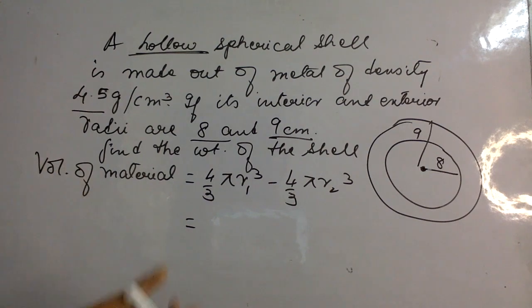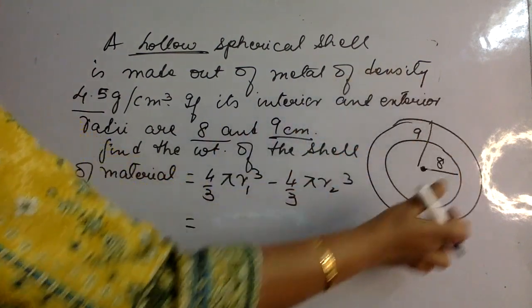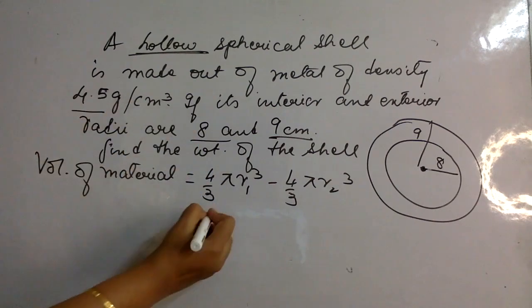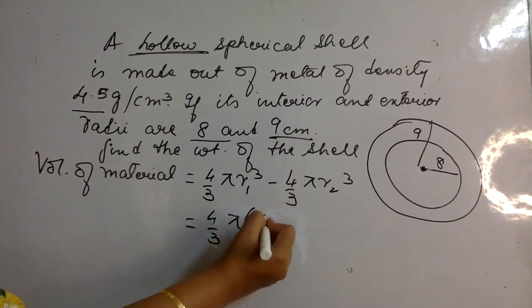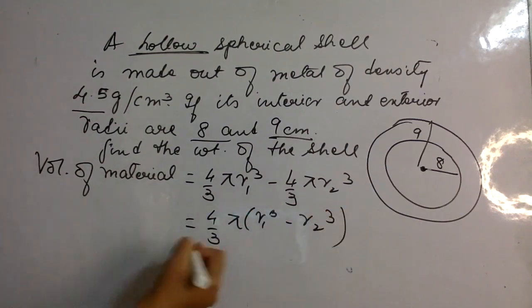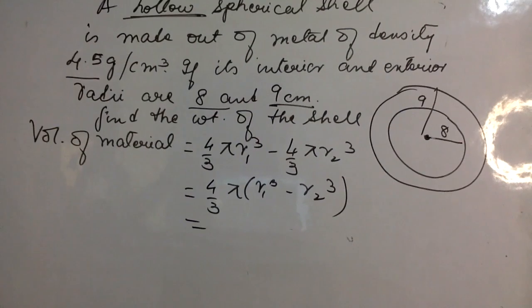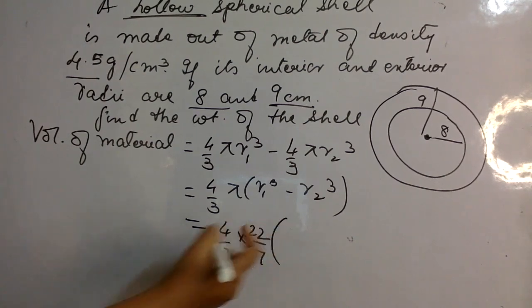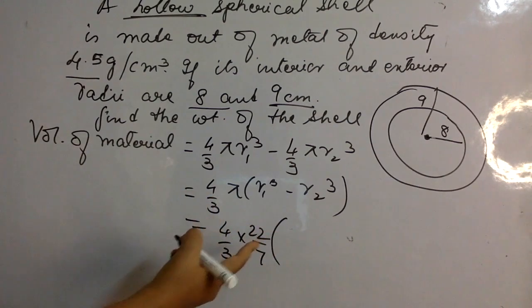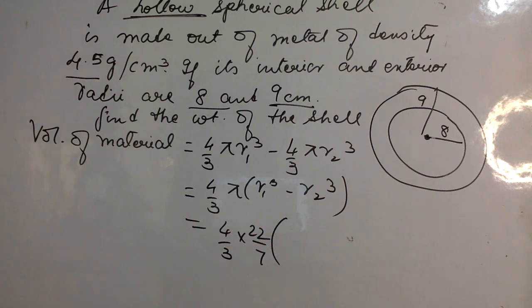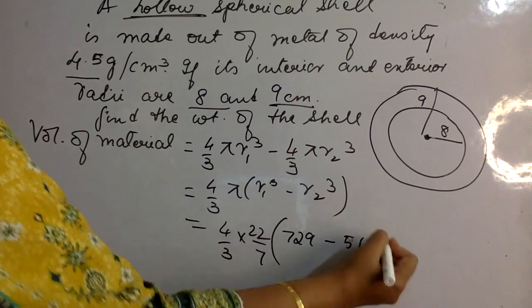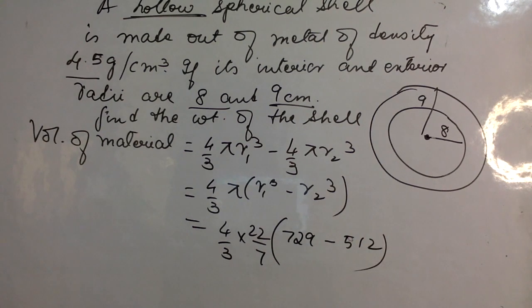Now what are we actually doing? We are getting the external volume first, and from that we are kind of scooping out the internal one. Okay, so 4/3 pi (R1 cube minus R2 cube), and that gives me 4/3, and this is 22 by 7, and R1 and R2, this is 9 cube, which is 729, minus 512. 8 cube is 512.